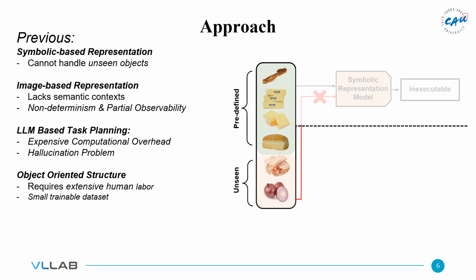And lastly, the training dataset presents another challenge. Object-oriented structures require highly detailed labels of each action in its smallest units, which demands extensive human effort. This limits the amount of available training data, reducing the framework's ability to fully understand the complex semantic context and hindering its overall performance.